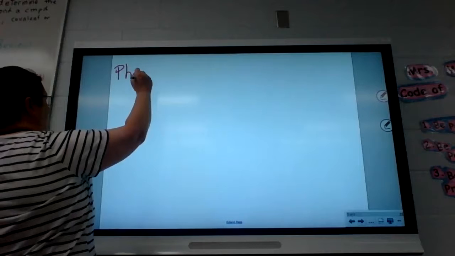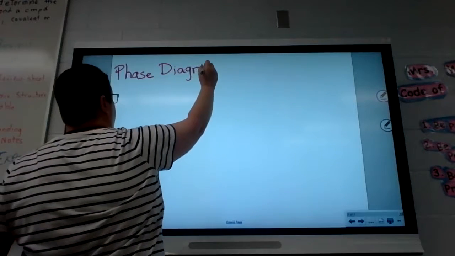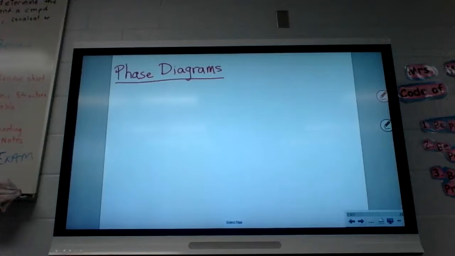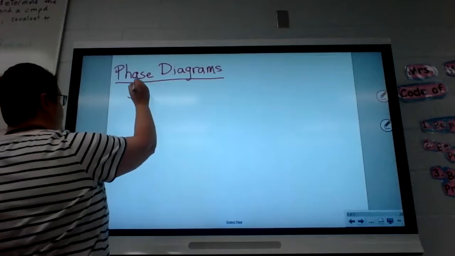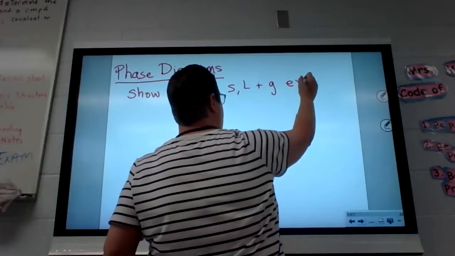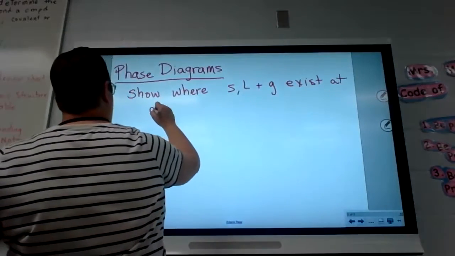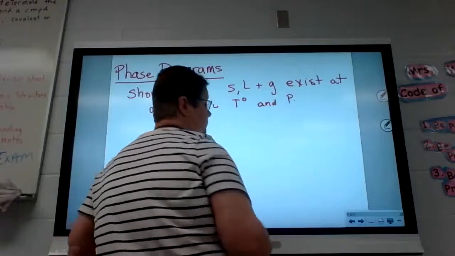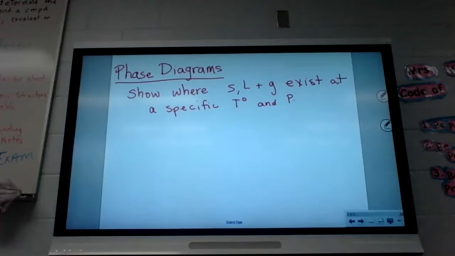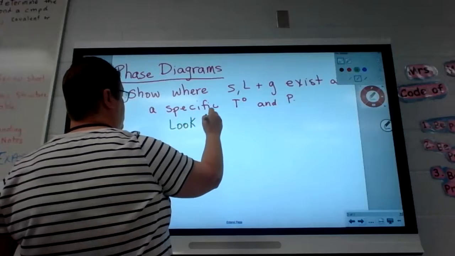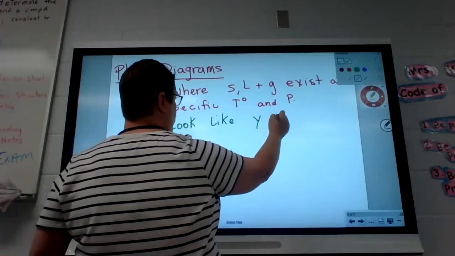Now let's talk about phase diagrams. Phase diagrams are pretty easy as long as you learn the parts. Okay? Phase diagrams show where solids, liquids, and gases exist at a specific temperature and pressure. Now, these look like Y graphs.